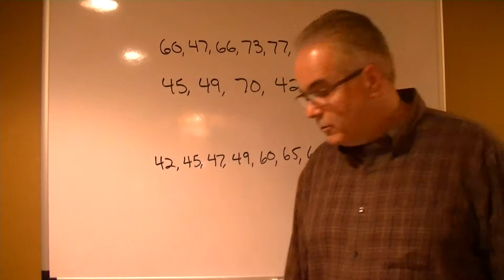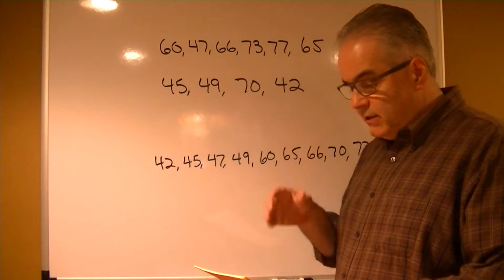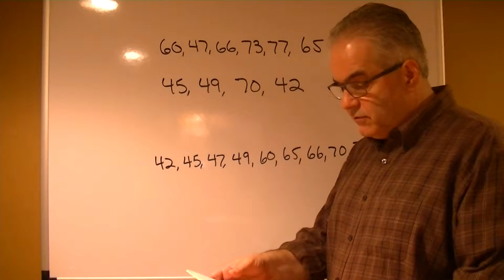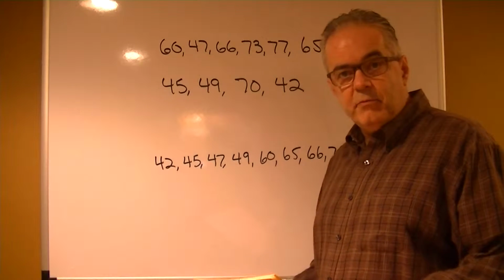All right, ready for number 2. Number 2 is: the number of words defined on randomly selected pages from a dictionary, as shown below. Find the mean, median, and mode of the listed numbers.